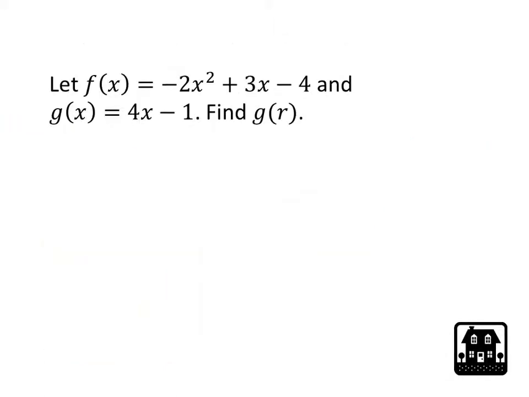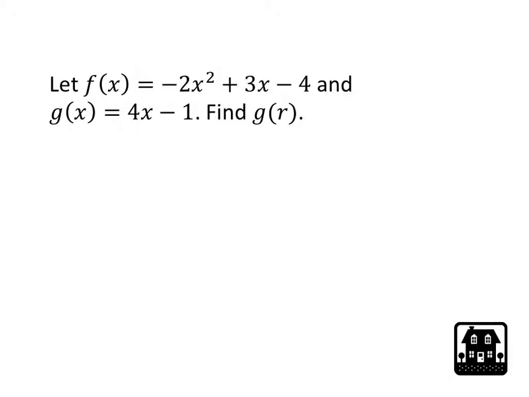Here we're given a function. We're actually given two functions. F of x is negative 2x squared plus 3x minus 4. G of x is 4x minus 1. And it tells us find g of r.